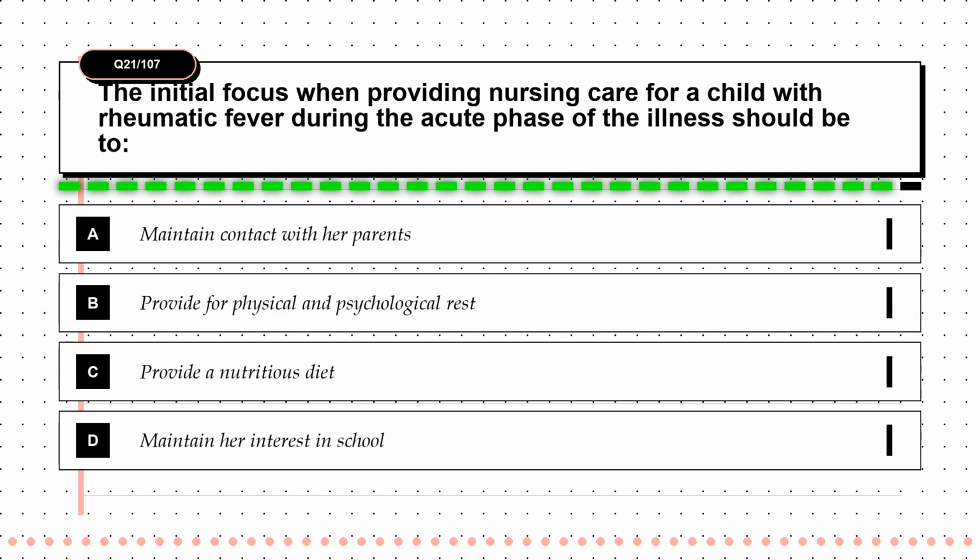Question 21. The initial focus when providing nursing care for a child with rheumatic fever during the acute phase of the illness should be to. Here are the options. Option A. Maintain contact with her parents. Option B. Provide for physical and psychological rest. Option C. Provide a nutritious diet. Option D. Maintain her interest in school.